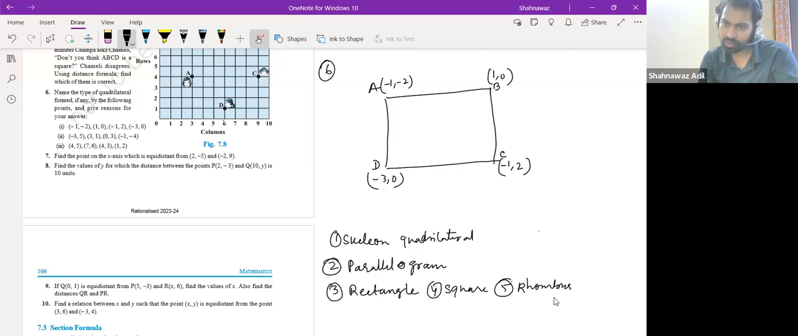So what was the scalene quadrilateral? Scalene quadrilateral means that all sides are not equal. All the sides are different, right? And then we have rhombus, and then we have trapezium, right? And then the seventh one is the kite. So we have these kinds of quadrilaterals. Let us find out which kind of quadrilateral this is.